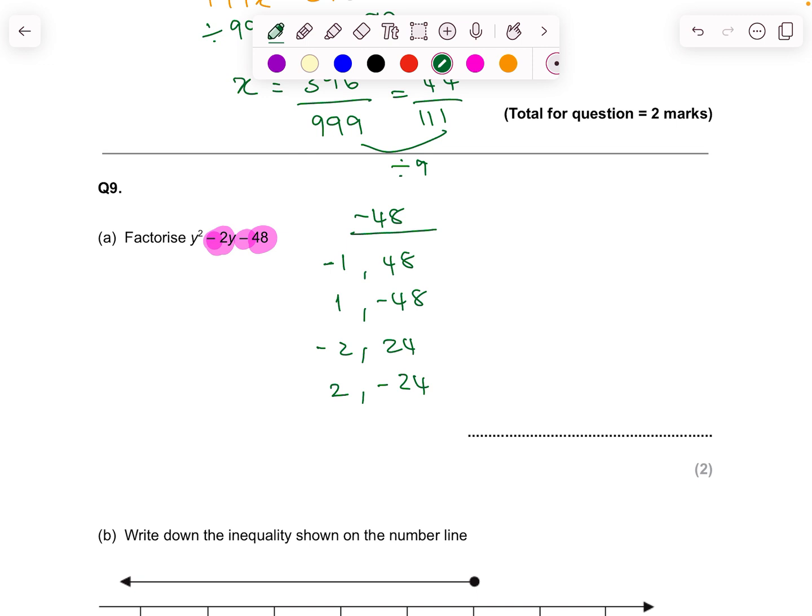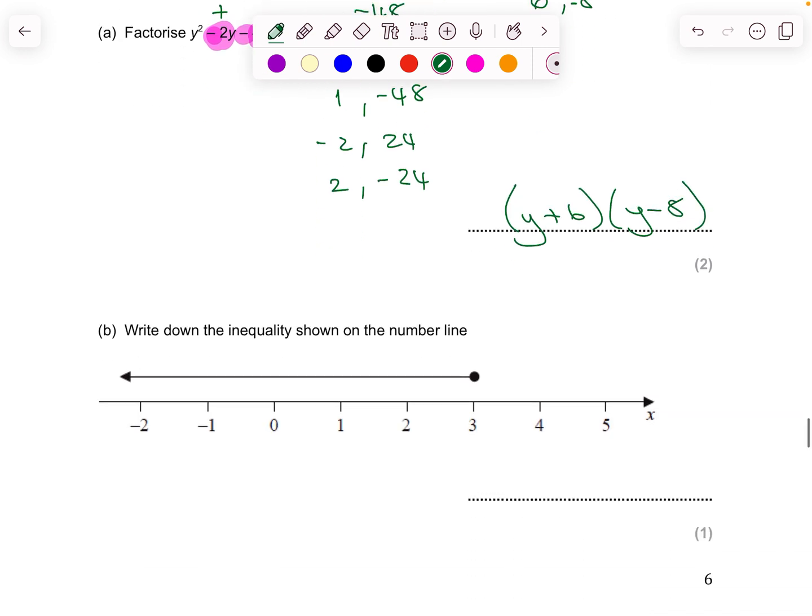Hopefully, if you know your times tables really well, you know that it's possibly going to be something to do with 6 and 8, because 6 times 8 is 48. So one of them has to be negative in order to add to make minus 2. And that is the 8. So it doesn't matter which way around you put the brackets. y plus 6, y minus 8.